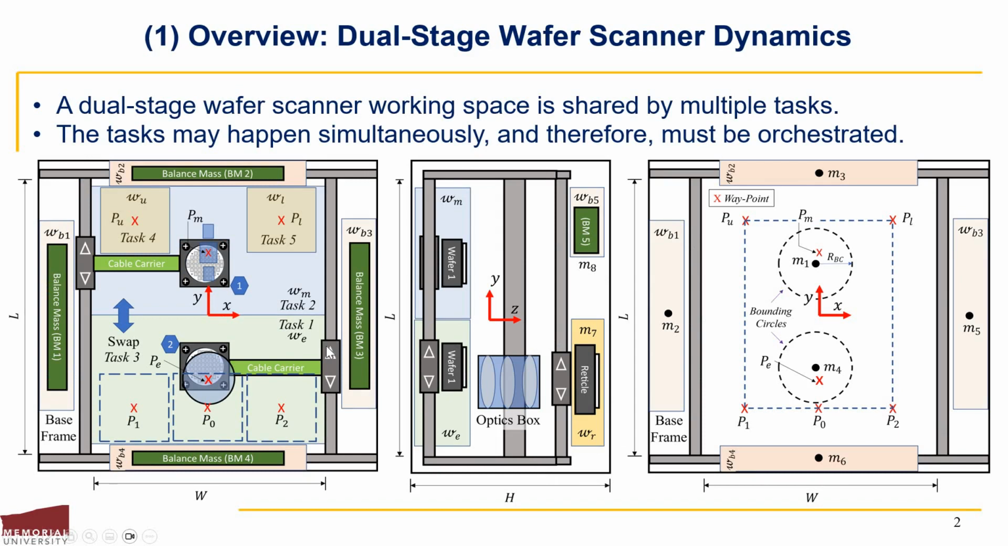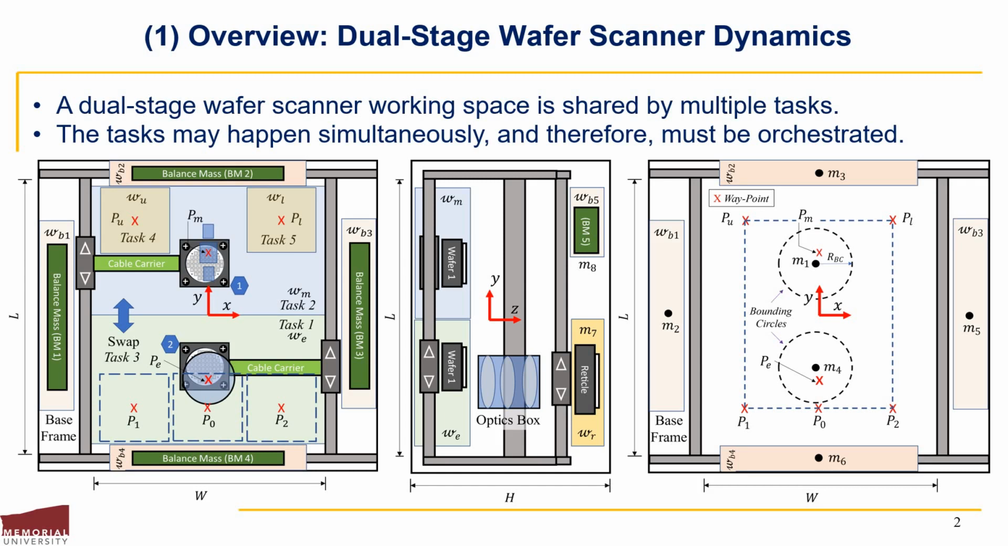In general, dual-stage wafer scanners combine the precise utilization of motion and light to produce integrated circuits. Compared to other single-stage wafer scanners used in semiconductor manufacturing, the dual-stage wafer scanners have higher throughput and therefore studying their performance is more challenging.